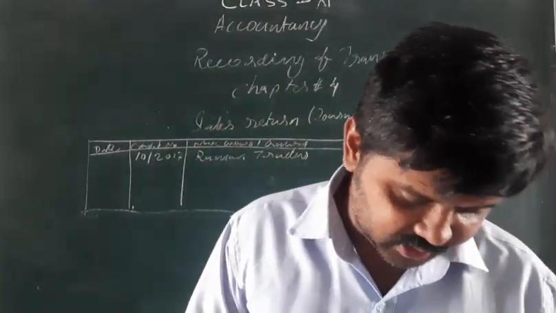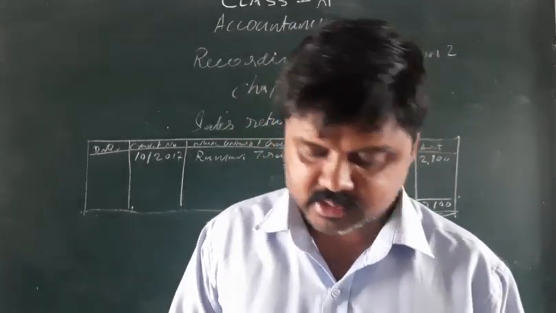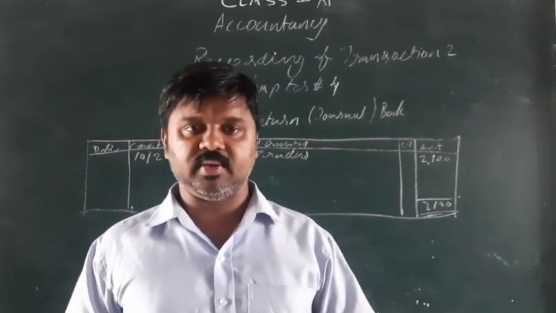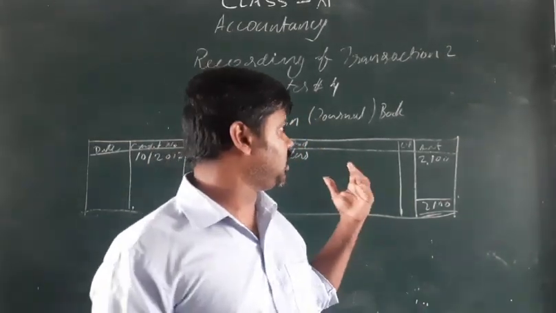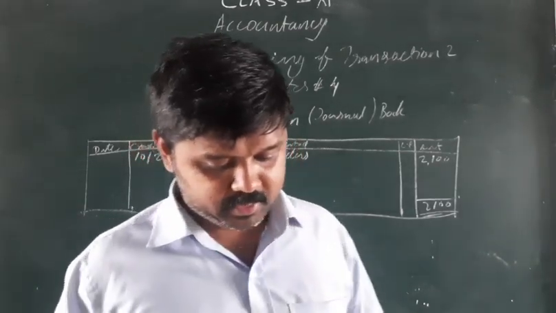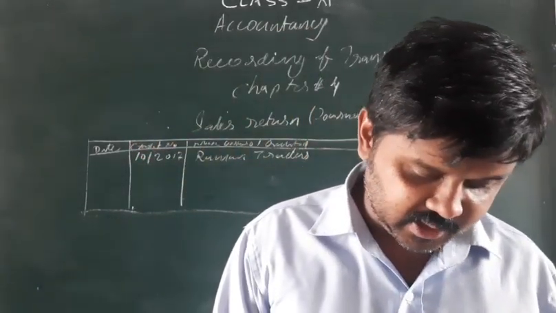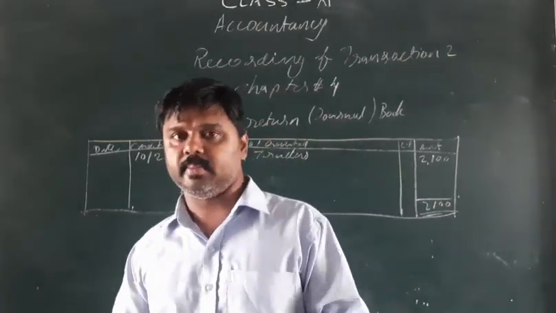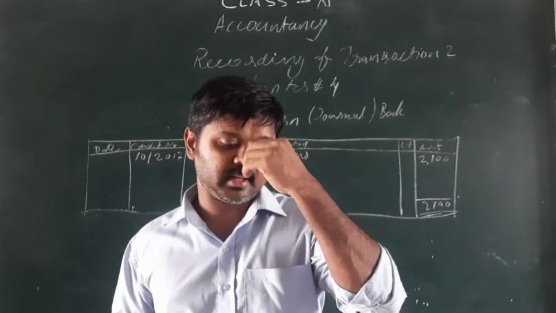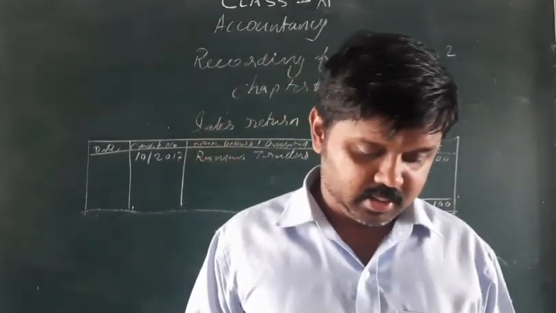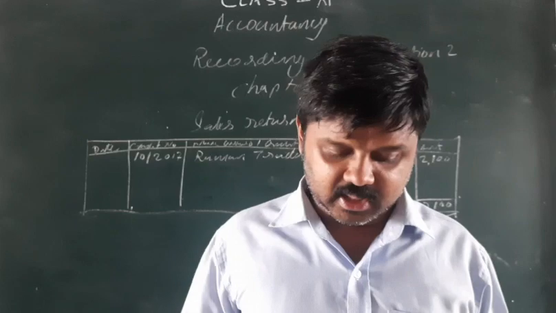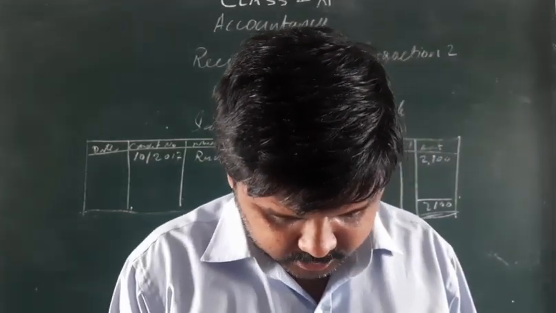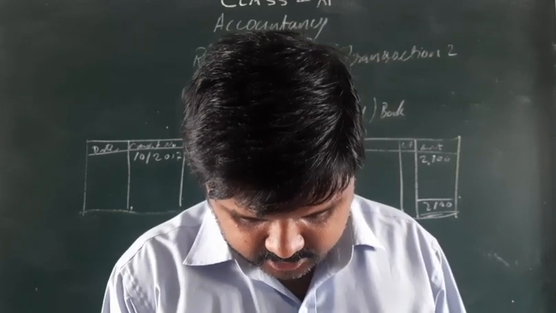Then rectification entries. That means if any errors take place, after that the errors are rectified. Those rectifying entries are also recorded in the journal proper. Next are the transfer entries. If any things are transferred from department to department, the transfer entries are also recorded in the journal proper.